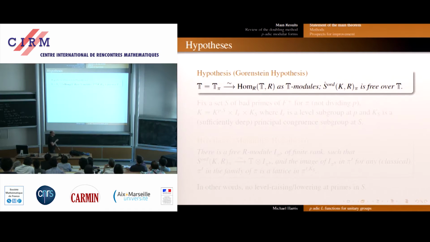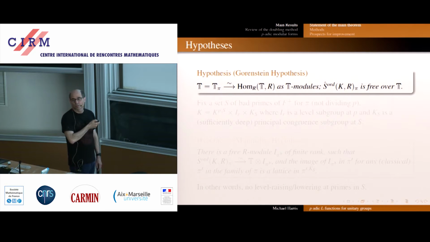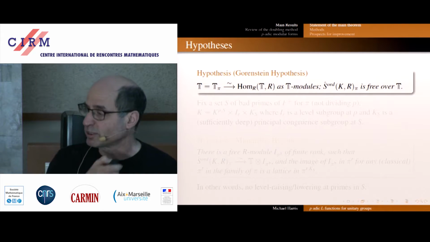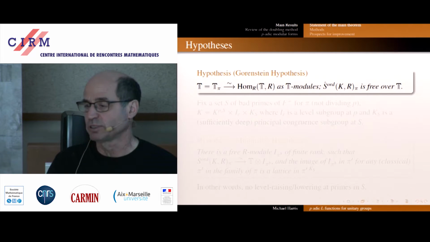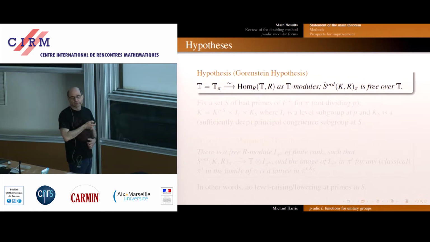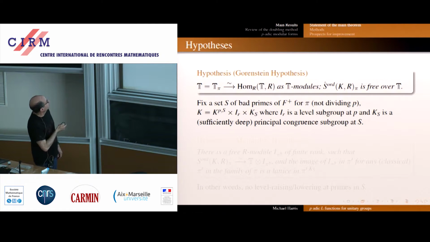Now, in the classical situation of Hida theory, which is elliptic modular forms, the dual module is free over T because it has a generator, which is the leading coefficient of the q-expansion. One doesn't have a q-expansion, but one can prove this in cases, for example, basically when the residual representation is irreducible and the image is sufficiently large.